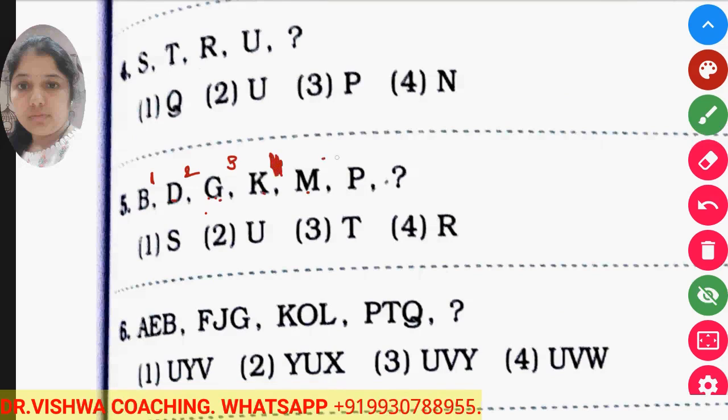So only one is missing. N, O, 2 is missing. So here 3 letters must be missed and then the next letter will be there in the alphabet. So P, after P, Q, R, S we should omit and we will take T. So T is the correct option here. So 1, 2, 3, 1, 2, 3, like this the pattern is here.